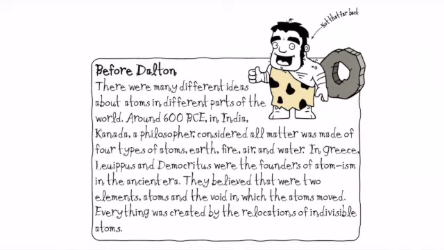Before Dalton, there were many different ideas about atoms in different parts of the world. Around 600 BCE in India, a philosopher considered all matter was made of 4 types of atoms: earth, fire, air, and water. In Greece, Democritus was the founder of atomism in the ancient era. He believed that there were 2 elements, atoms, and the voids in which atoms moved. Everything was created by the relocations of indivisible atoms.